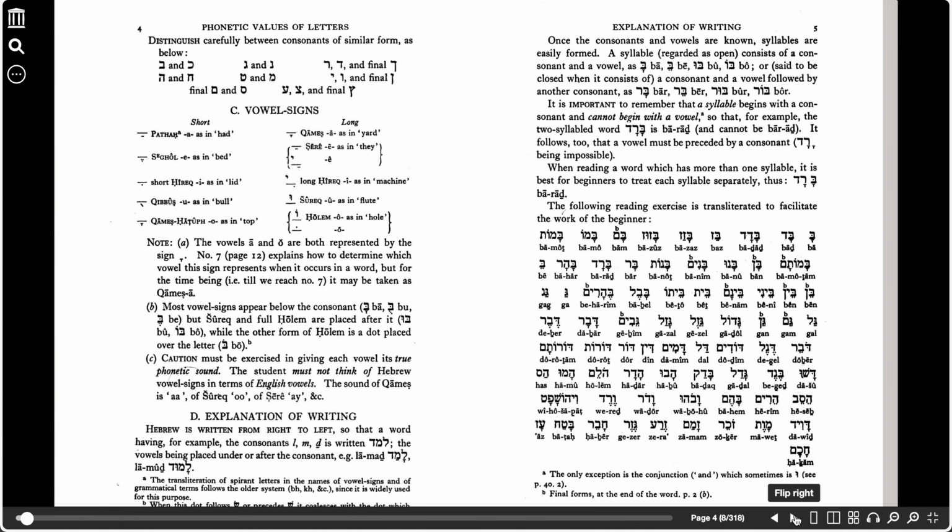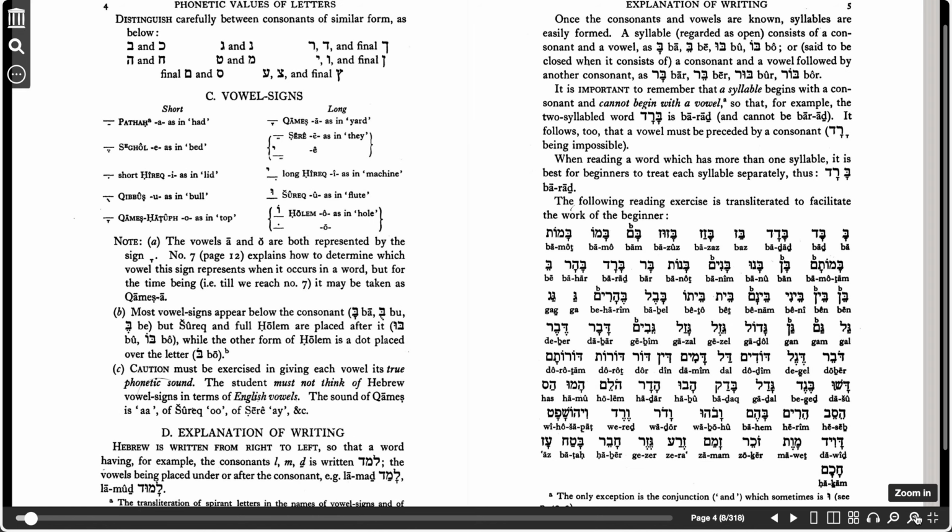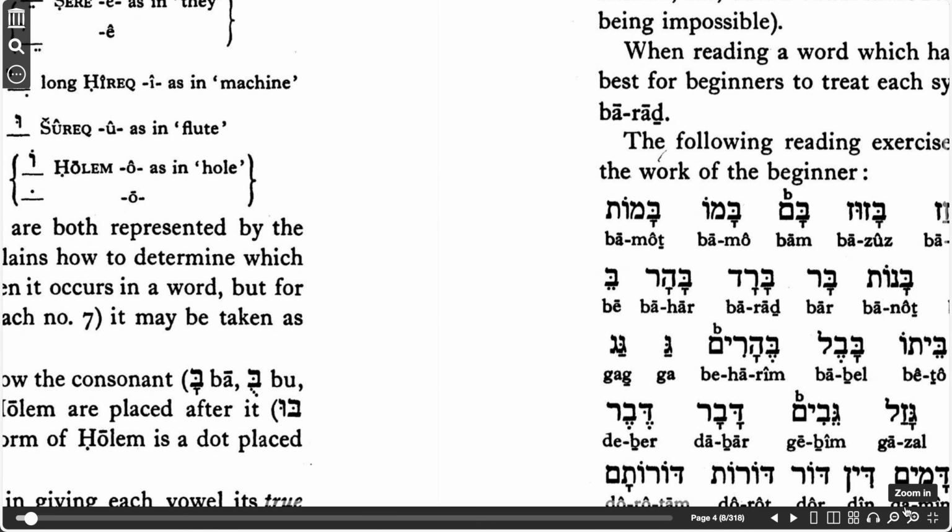Well, today we're going to be looking at section C in the textbook called Vowel Signs, and then section D, an explanation of writing. So that's what we're going to cover in this video, and I just wanted to give you the kind of where we're at with the textbook, and then zoom in here because I want you to be able to see this.